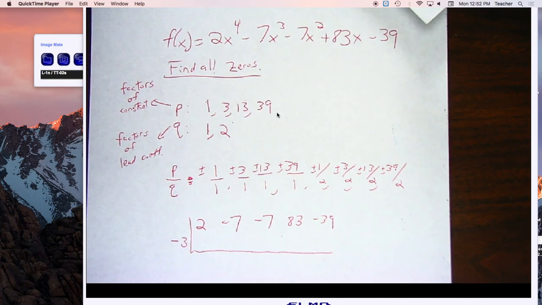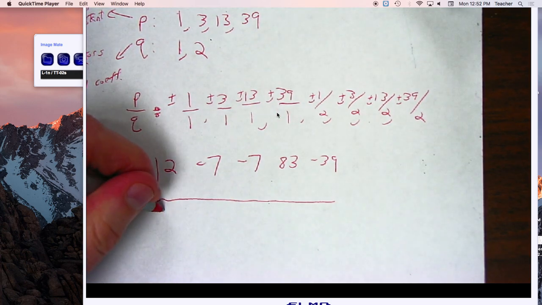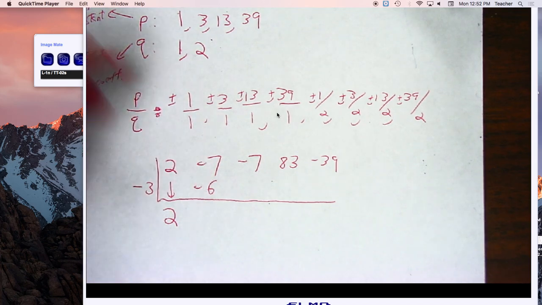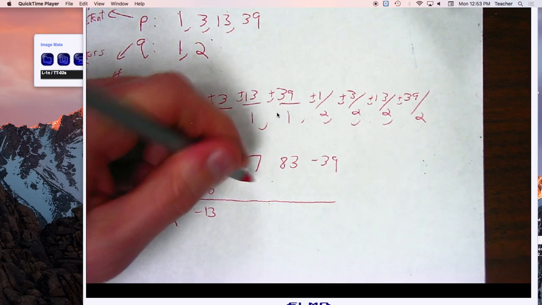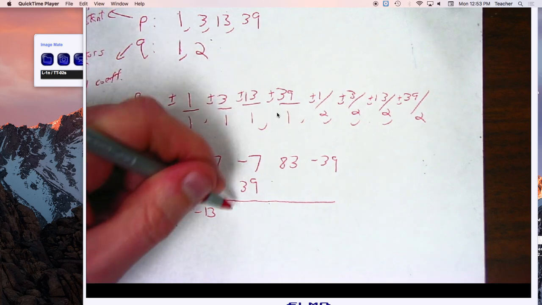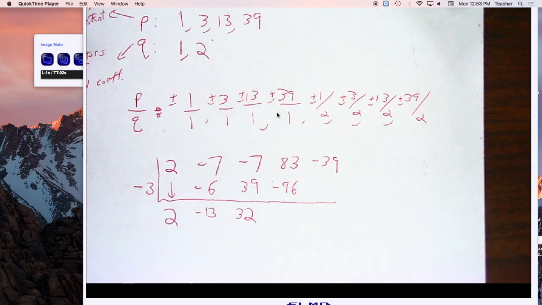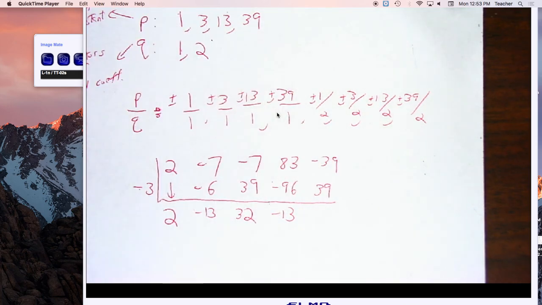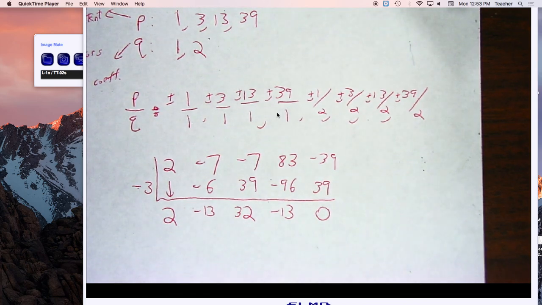And so I thought -3 was a 0, which means I think x plus 3 is a factor. And so now I'm going to divide out -3 with synthetic division. I'm hoping to get a remainder of 0. So I bring down the 2, I multiply, and I add, and so these numbers are a little big, -13, multiply, positive 39, add and get 32, and then multiply and get -96, add and get -13, multiply and get 39, and sure enough, it went in evenly, right? I got a remainder of 0.